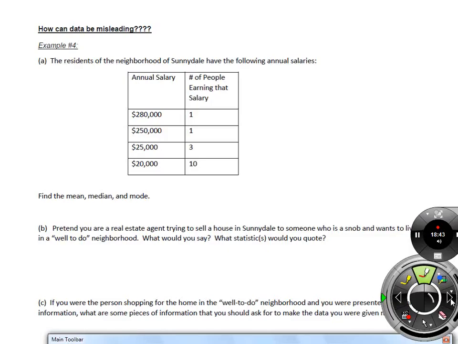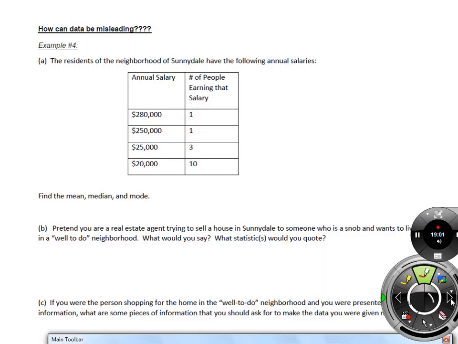How do you find the mean? Lauren? Good. You average. Add them all up and divide by how many there are. You don't have 4 pieces of data here. We have 10, 13, 14, 15. 15 pieces of data, right? Pay attention to the chart.